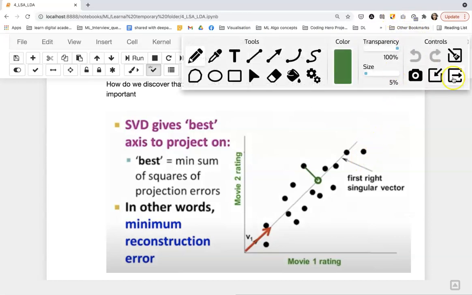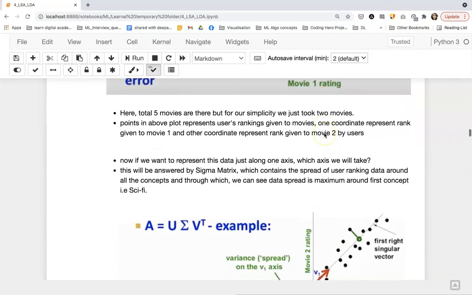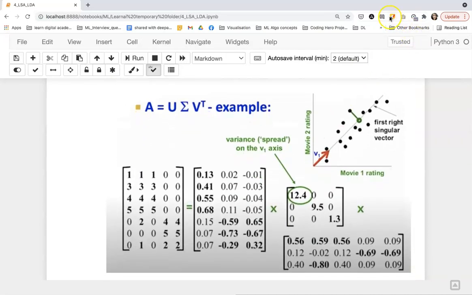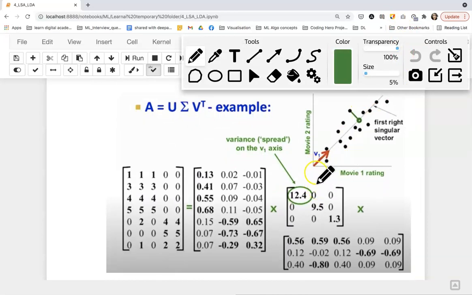Moving forward, you can see the strength, variance or spread of the data points around the first concept is quite a bit higher compared to the second and third concepts. So the projection axis will be along the first concept only. These are my concepts: this was my sci-fi concept, this was my romance concept, and this was some other concept. So this 12.4 denotes my sci-fi concept.